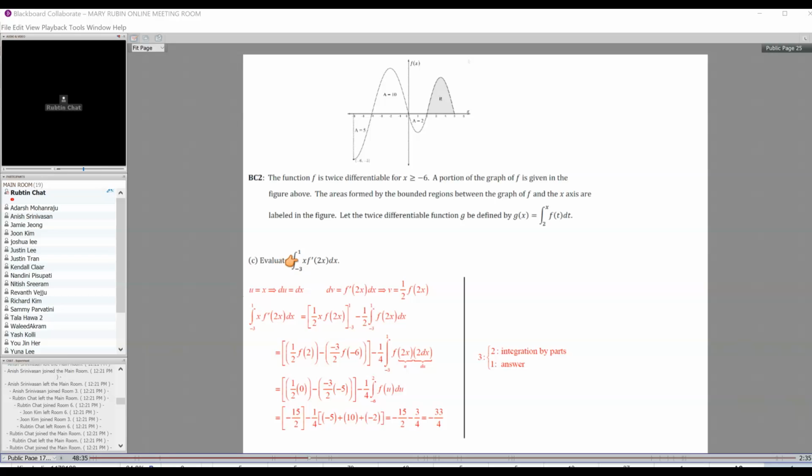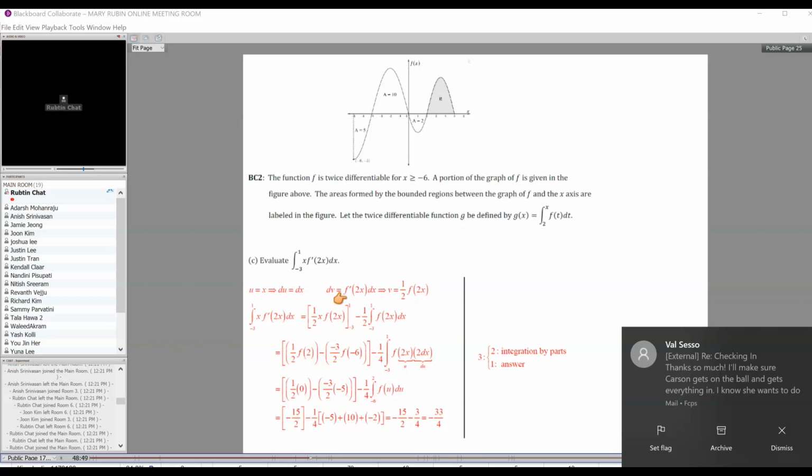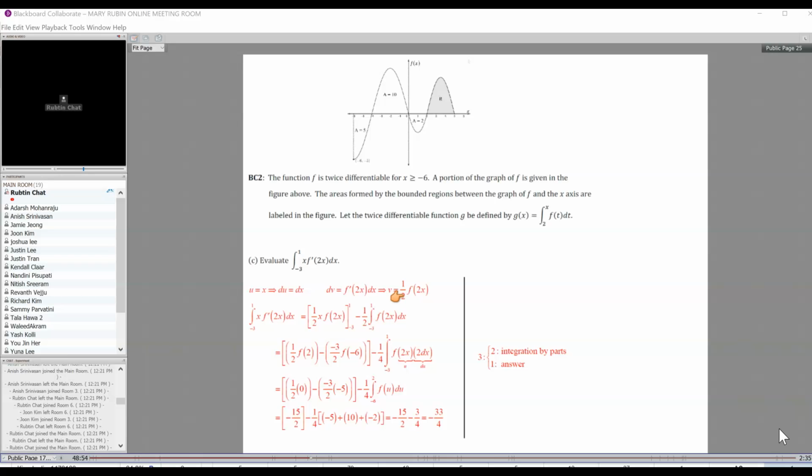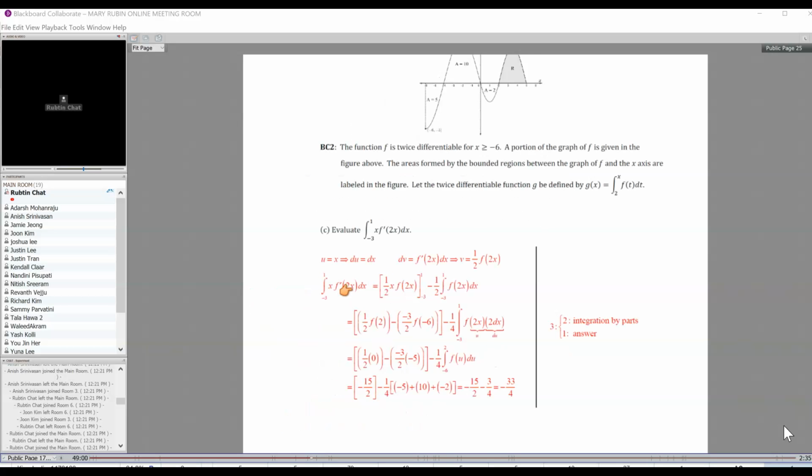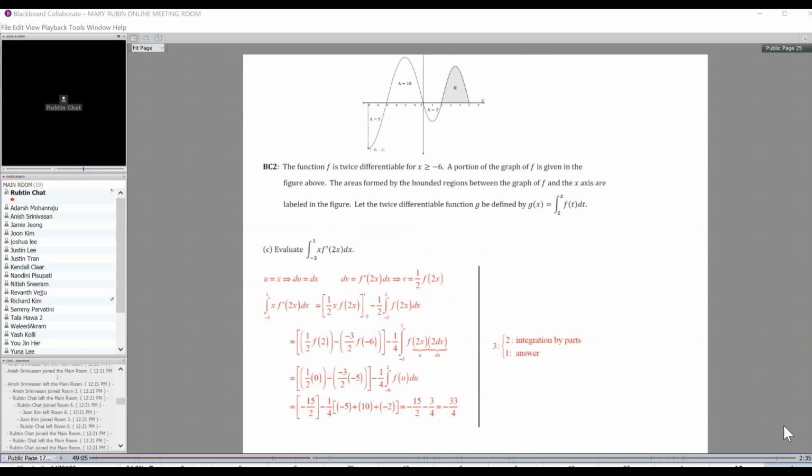So you say u is equal to x, because the other one has to be dv, because I'm integrating that. So I don't have a choice. This is u is x. Take its derivative, you get 1. dv is this guy. When you integrate that, you're going to get 1/2 of f of 2x, right? Because the 1/2 is coming from the integral as you're doing a u sub for this. You're kind of doing 2 things at the same time. You're doing a u sub and you're doing integration by parts.